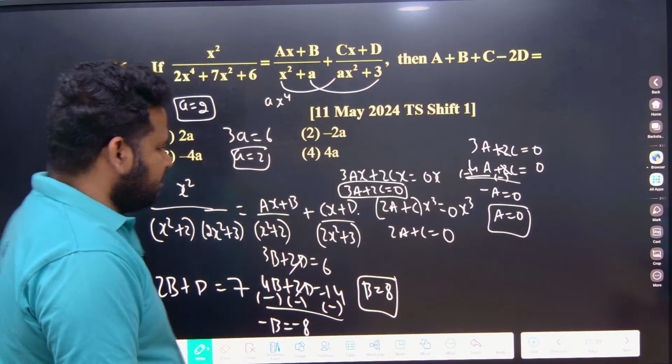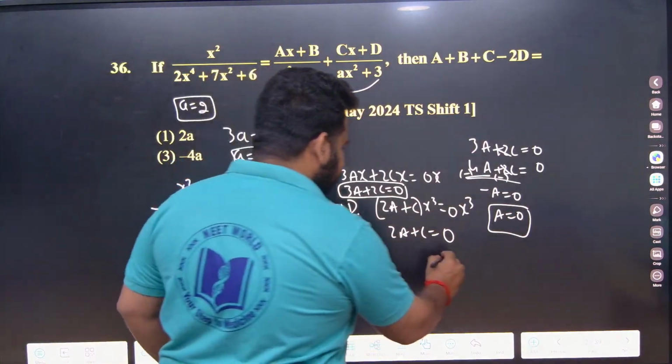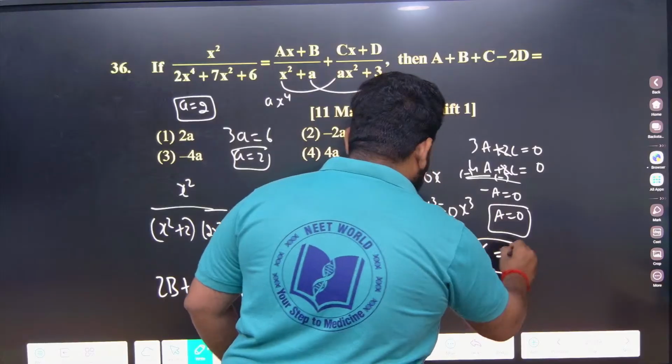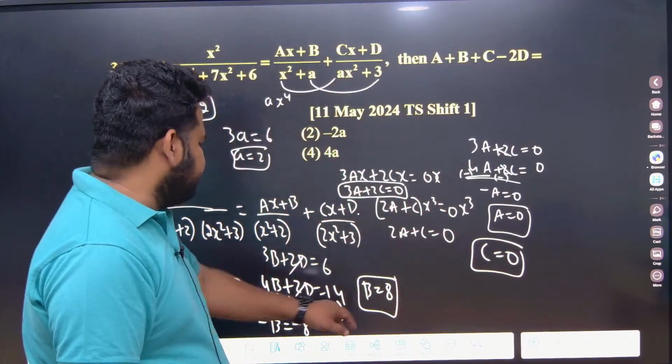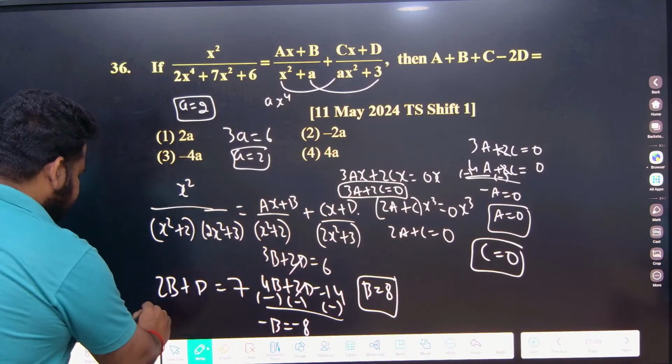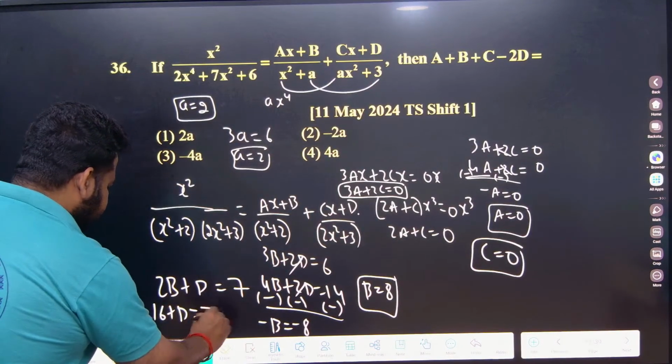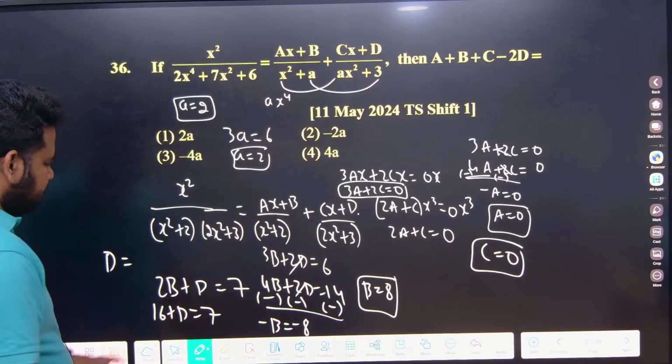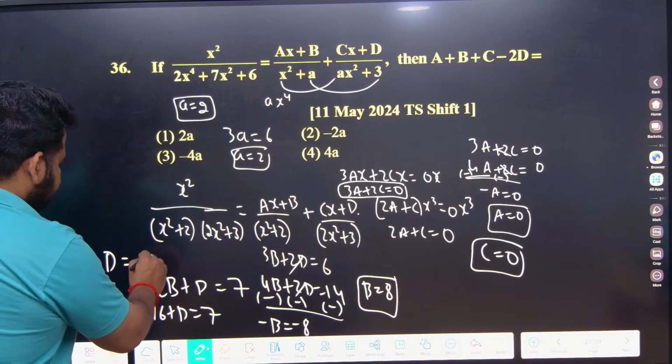Now see here, if I put a value equal to 0, the c value will also become 0. If I put b value equal to 8, then 16 plus d is equal to 7. That means d is equal to minus 9.